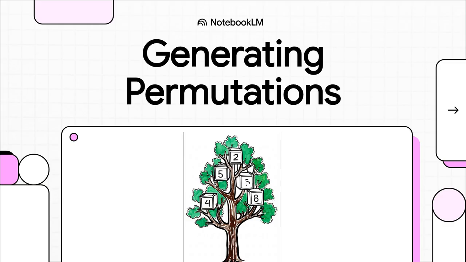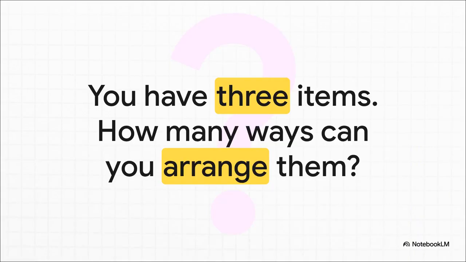Let's get into it. So, let's start with a simple puzzle, just to get our heads in the game. Imagine you have three distinct items. We'll just use the numbers 1, 2, and 3. How many unique ways can you line them up? You could have 1, 2, 3, or 1, 3, 2. Maybe 2, 1, 3. Seems pretty manageable, right?